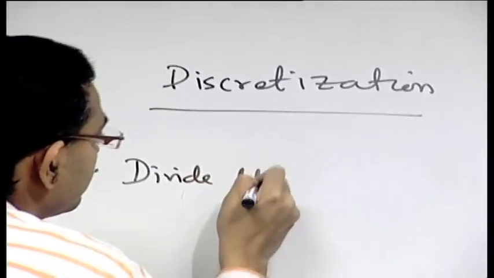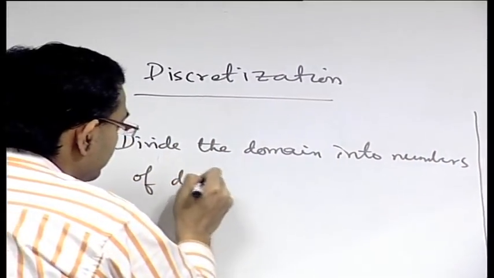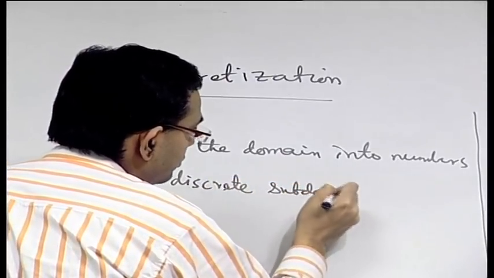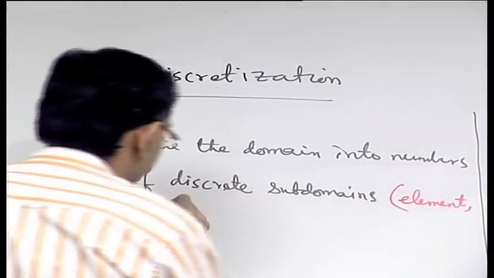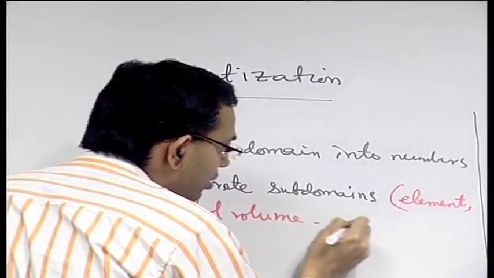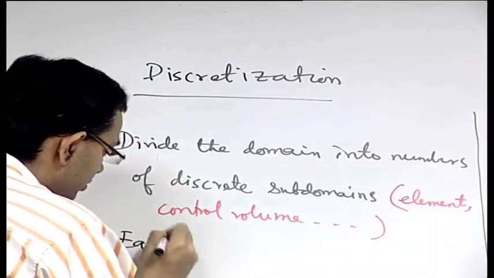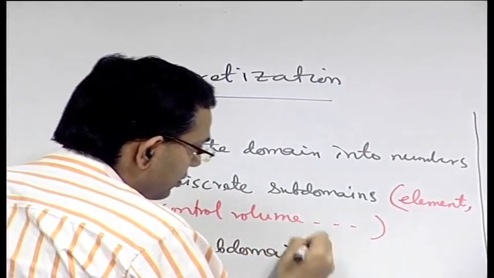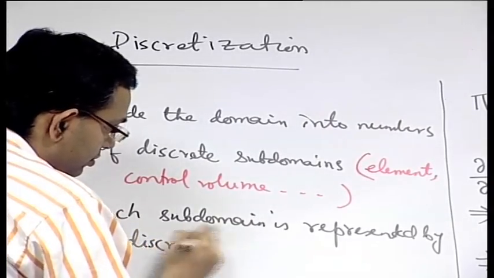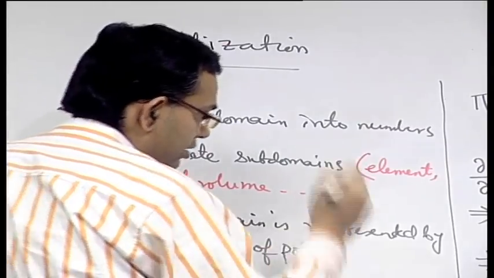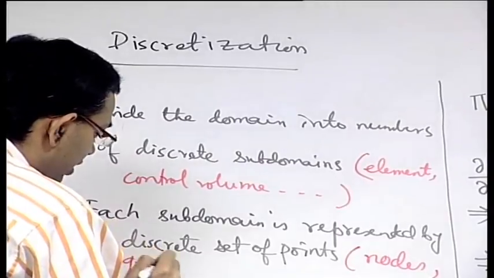Divide the domain into numbers of discrete subdomains. The names of these subdomains may be element, control volume, depending on the particular method that you are choosing. So, once you divide the domain into a number of subdomains, then each subdomain is represented by a discrete set of points. So, the continuous variation of the function is lost. These discrete sets of points are called grid points or nodes, depending on again the method that you have chosen.